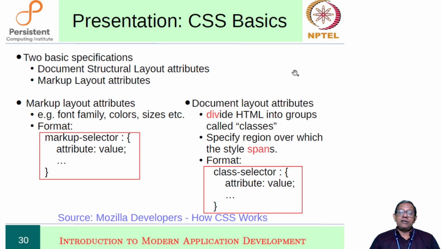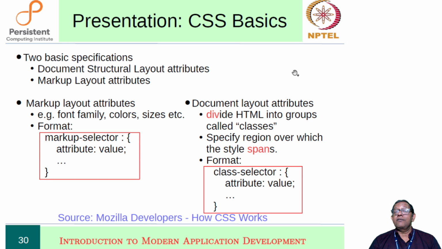So in general, there would be two kinds of specifications that we need to really worry about. One is the markup layout. Given an HTML markup tag, how is it to be presented? We might want to worry about attributes of presentation like the font family, the colors of the text, the sizes of the font, and many such attributes of presenting that given markup.